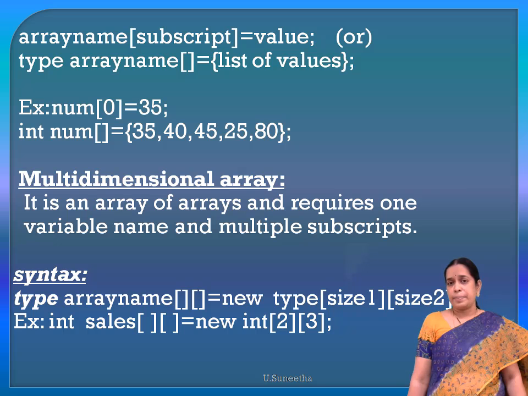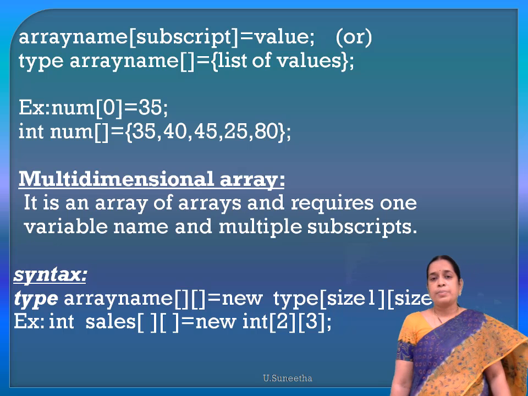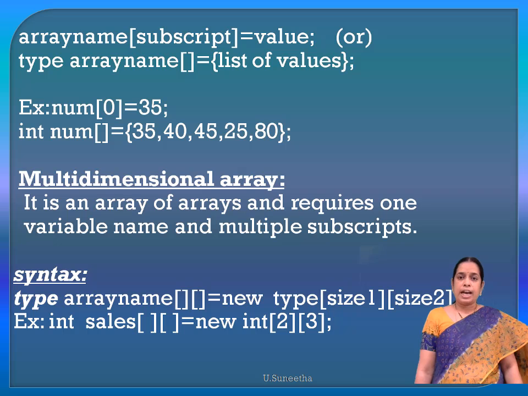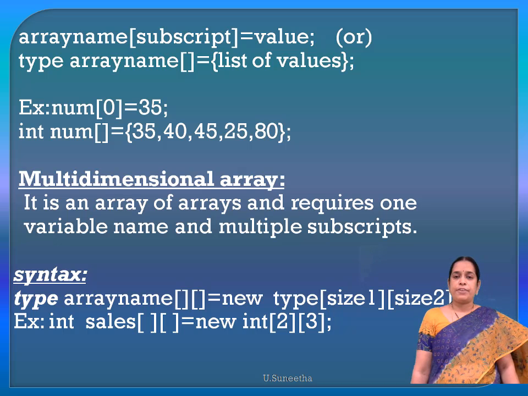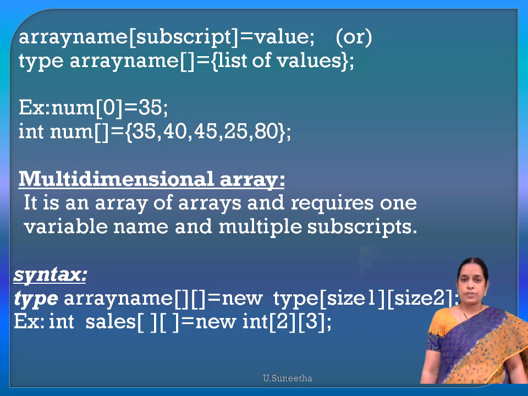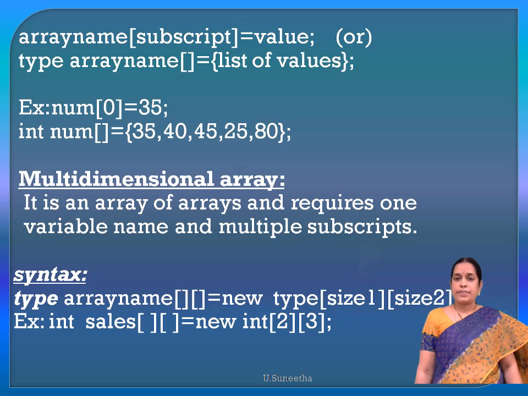And in the last step, that is in insertion of array values, we have inserted the values into the array num. Next, moving on to the multi-dimensional array. A multi-dimensional array is nothing but an array of arrays. It has one array name and different subscripts. That is referred to as a multi-dimensional array. The syntax for this will be like this. You have to put two sets of square brackets, is equal to new type[size1][size2], and put a semicolon at the end.